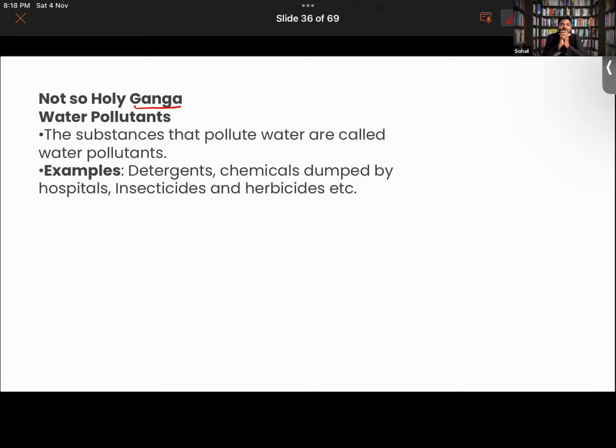Now, the water of river Ganga has been highly polluted. Why? Because in the villages, towns, and cities situated on the banks of the river Ganga, those people's livelihood largely depends upon the Ganga river. People use the Ganga river water for bathing, for puja, for washing their clothes, for irrigating their fields.